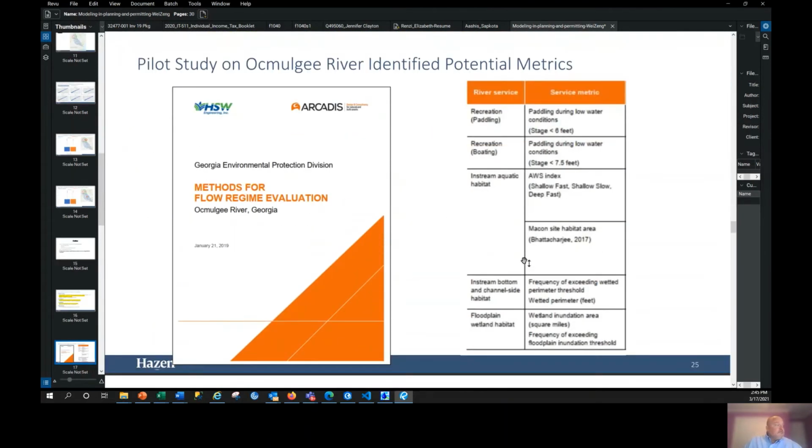One good source of information that we were able to use in an example here was the flow regime evaluation methods of the Ocmulgee River in 2019. It serves as a great illustration of how this can be done. This report establishes stream elevation and wetted perimeter criteria for several recreational and aquatic habitat metrics, including paddling and boating, fish, and floodplain wetlands.